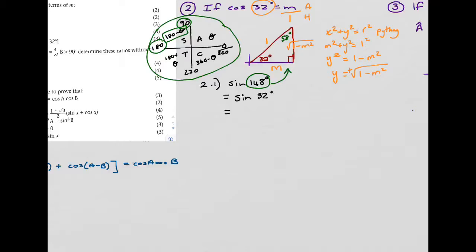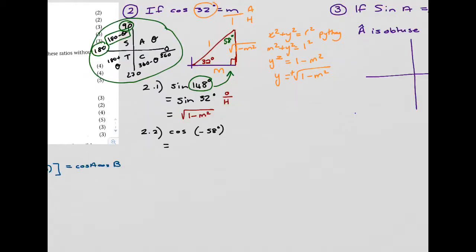So now that means I've got a 32, so I can go into my triangle and work from 32 and do sine. Sine is opposite over hypotenuse. So opposite from 32 is root 1 minus m squared. The hypotenuse is 1. But because we're working with the denominator as 1, we don't actually need it. We can leave the answer as the square root of 1 minus m squared.